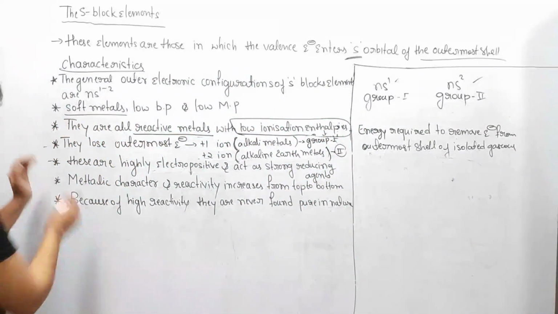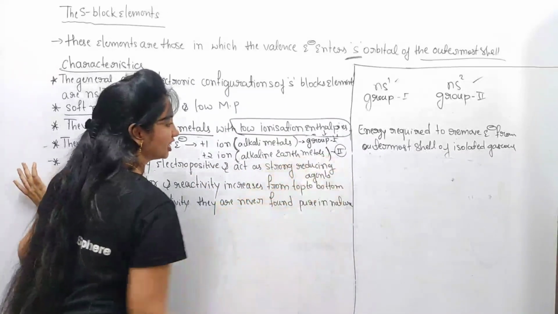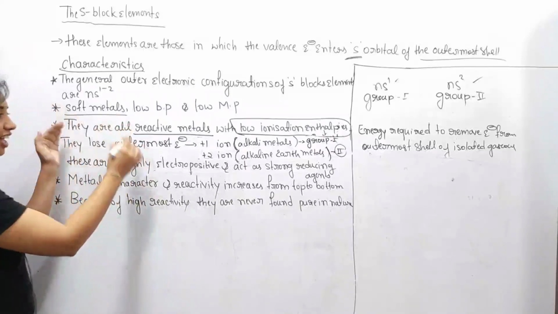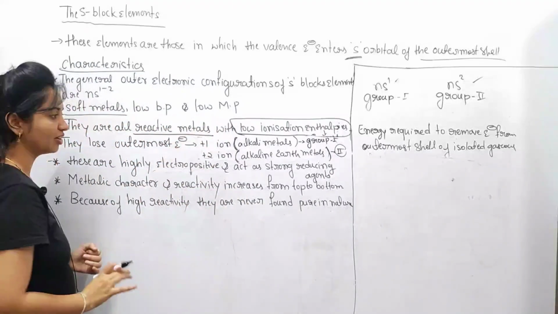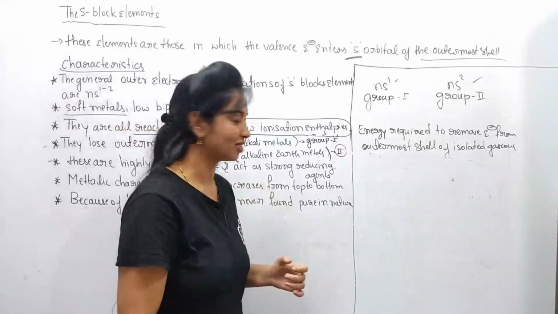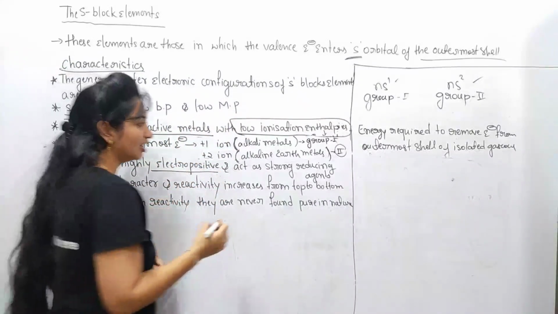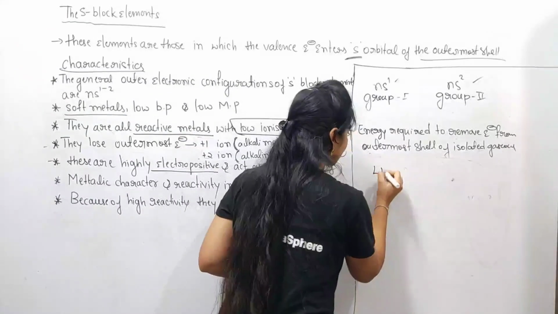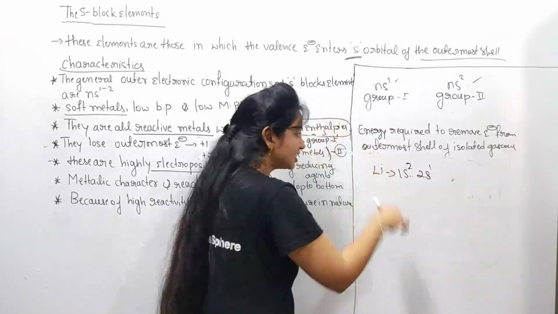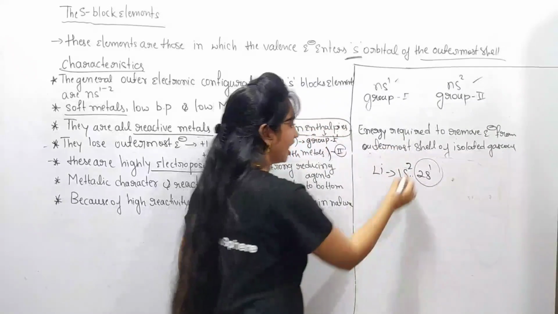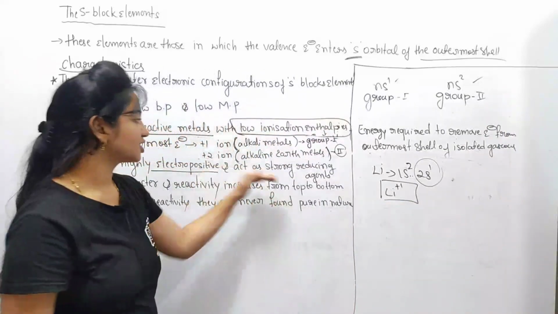Next point is, these are highly electropositive and act as strong reducing agents. It means they easily lose their outermost electrons and become positive ions. Electropositive means the capacity to donate the electron. Like the example you already know, lithium 1s2, 2s1. It easily donates this electron and becomes lithium plus. And they act as strong reducing agents.